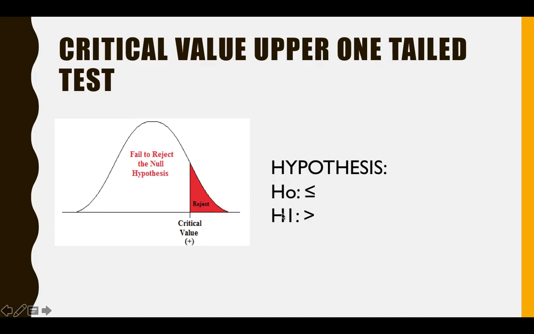Look at your research hypothesis and what is the sign used in your research hypothesis. Here, the sign used is greater than. Greater than meaning that it is on the positive side of the tail. So straight away, you know that the test used for this hypothesis should be the upper one-tailed test. Or in other words, the rejection region should be on the positive side of the distribution.